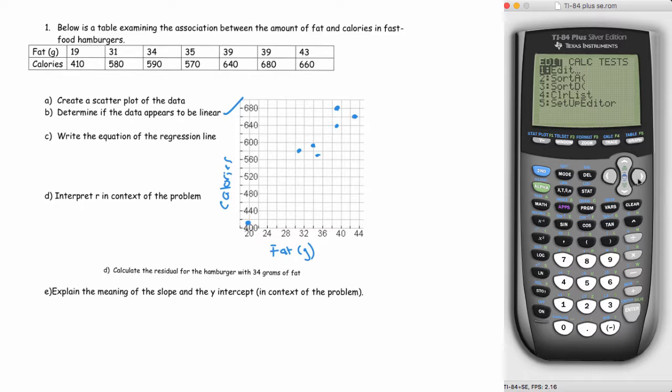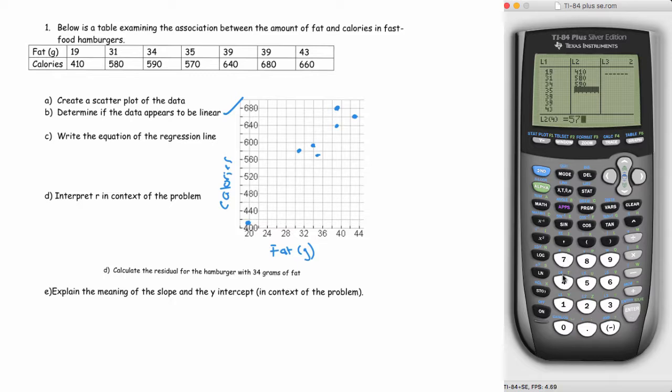So to do that, you want to hit Stat, go over to Edit, and in L1 we're going to put 19, 31, I'm just going to go down the X list first. 34, 35, 39, 39, and 43. And over in L2, 410, 580, 590, 570, 640, 680, and 660. Okay, so now you've got the data there.